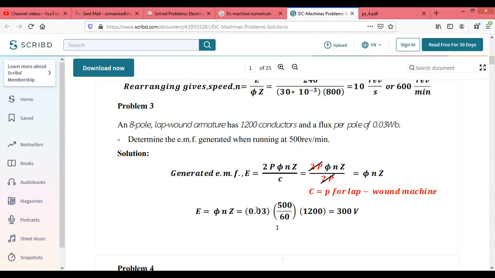We are having the value of Z. They have given here the total conductors, that is nothing but 1200. If you solve this mathematical term, you will get the generated EMF, that will be 300. And we are using the unit for EMF as volt. So you can put E equal to 300 volt.